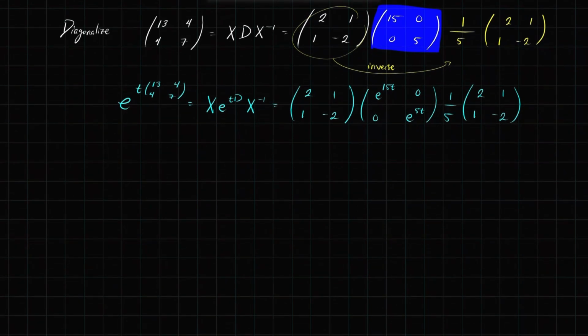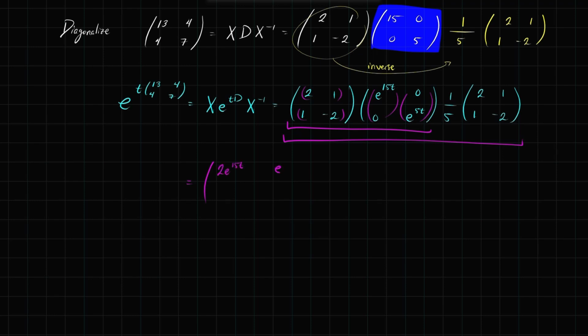If I want to calculate all of this out, I'm just going to have to do it in 2 steps of matrix multiplications. The first one looks at all my rows against all my columns. The first is going to give me 2 times e to the 15t, and then I get 1 copy of e to the 5t, I get 1 copy of e to the 15t, and I get negative 2 copies of e to the 5t. This is against the 1/5, and then the final matrix, [2, 1, 1, negative 2].